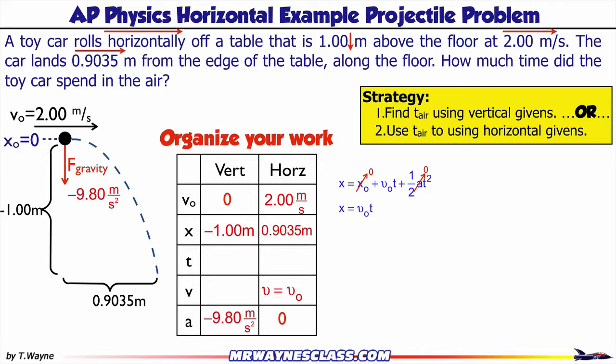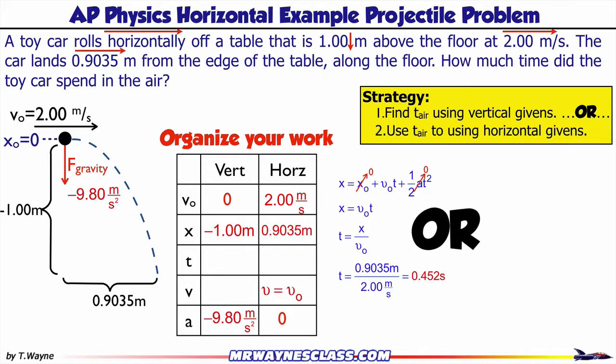I'll rearrange this for T. So T is equal to X over V0. And at this point, I'm all set. Just put in my numbers for my horizontal list of givens, and I get 0.452 seconds. So I'm done. Or I could try my other strategy, which is using the vertical givens. Let's just see how the two compare.